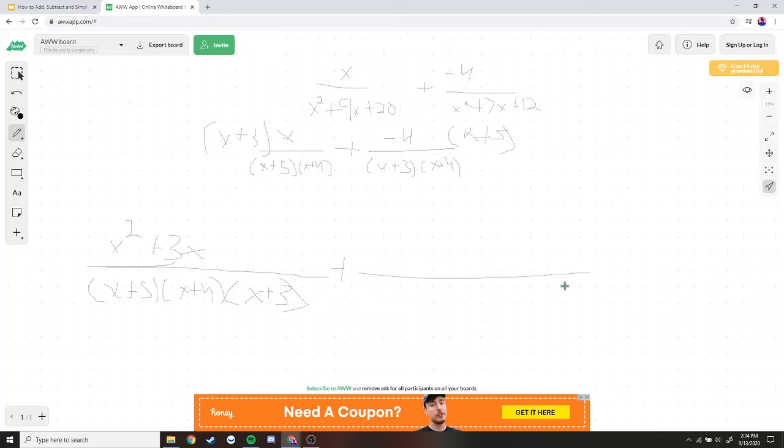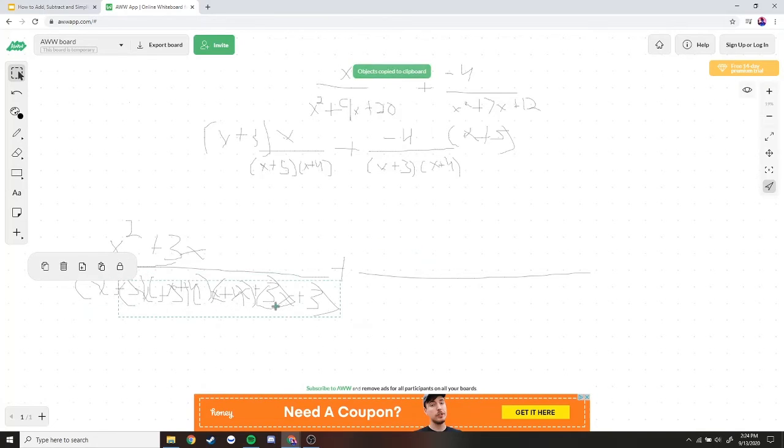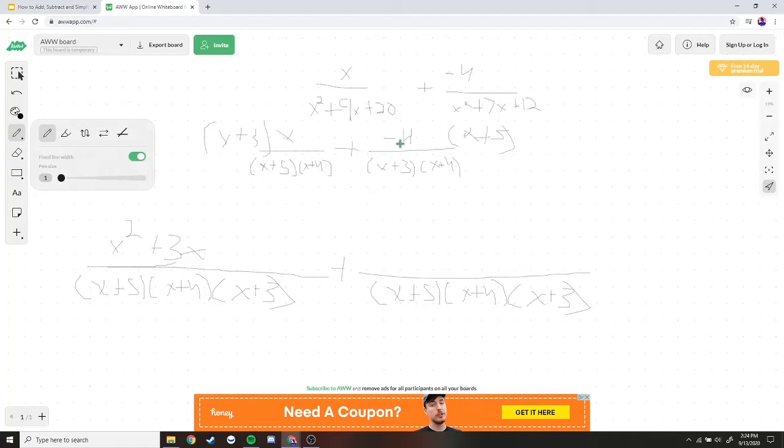So we end up with this bottom. Let me just copy this. We end up with this bottom, this x plus 5, x plus 4, x plus 3. And since we multiplied this side by x plus 5, we just have to distribute that out. So negative 4 times x is minus 4x. And minus 4 times positive 5 is minus 20.